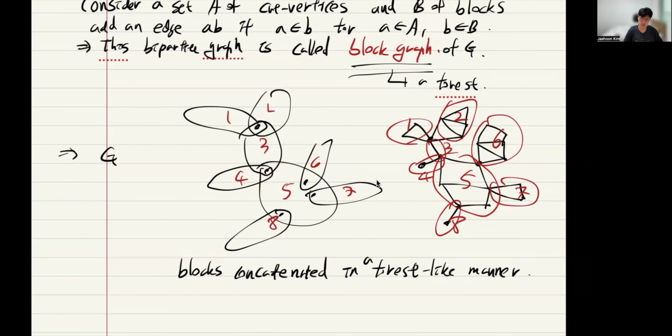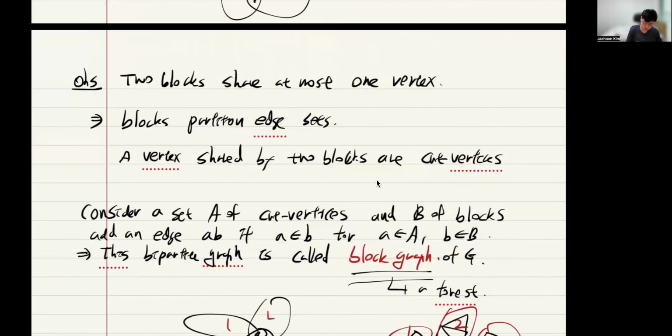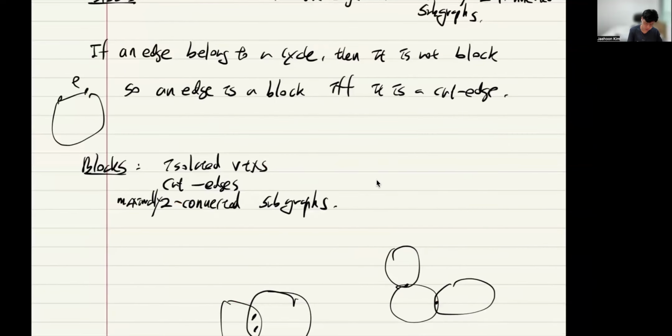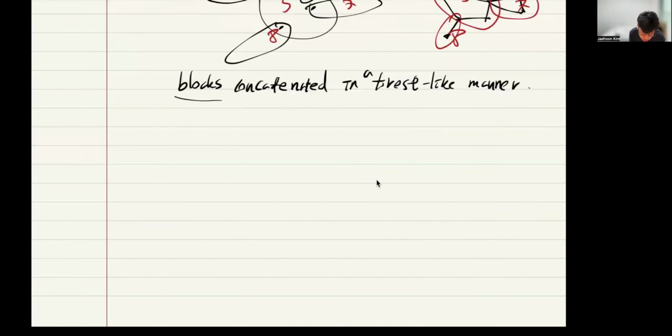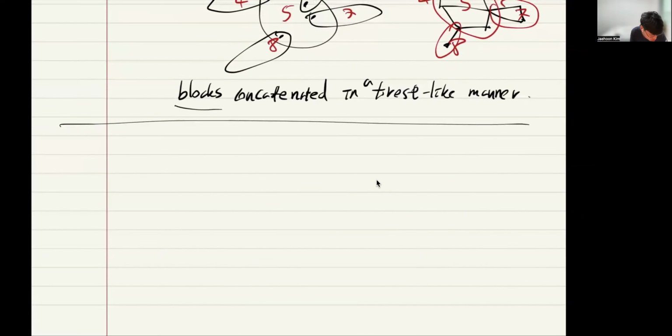So if we understand blocks, then this block graph, together with the blocks, you understand the structure of G. Because we already understand the structure of trees or forests. And then in order to understand blocks, you have to understand what? So blocks are these three cases. Isolated vertices, cut edges, which we understand very well. So we only have to understand maximally two-connected subgraphs, so we only have to understand the structure of two-connected graphs.